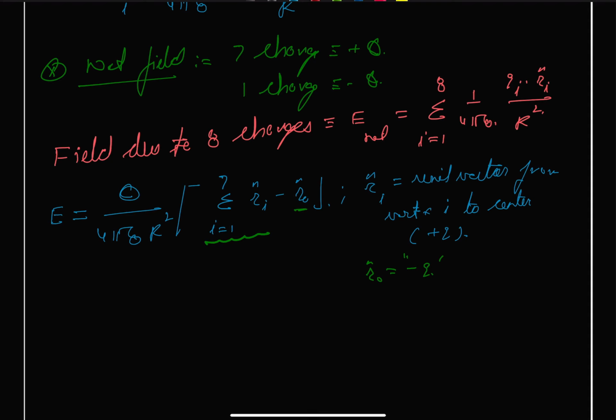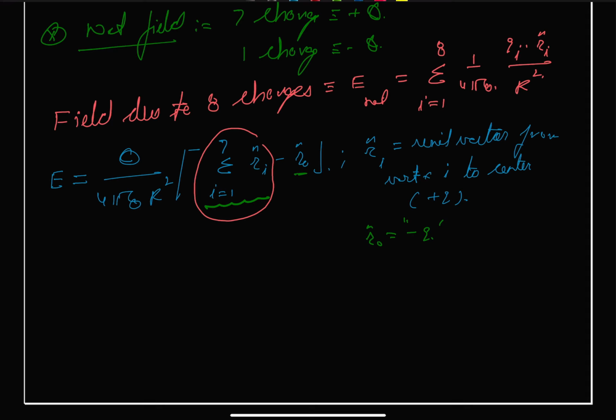So we can easily calculate this first part because of the symmetry. We can say that due to cube symmetry, the sum of all the unit vectors is equal to 0.